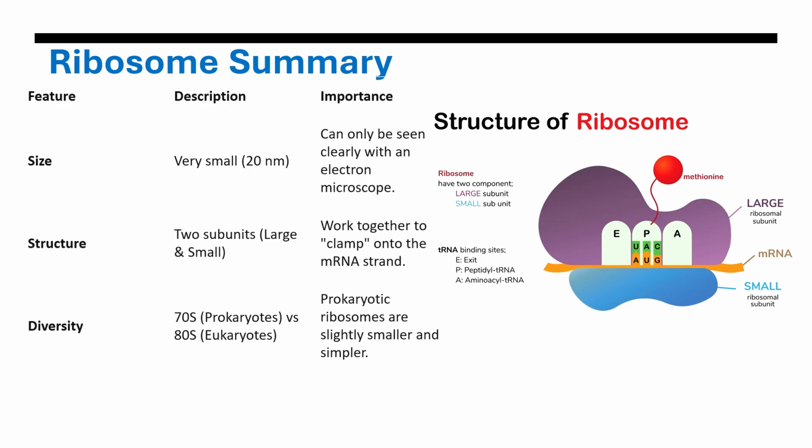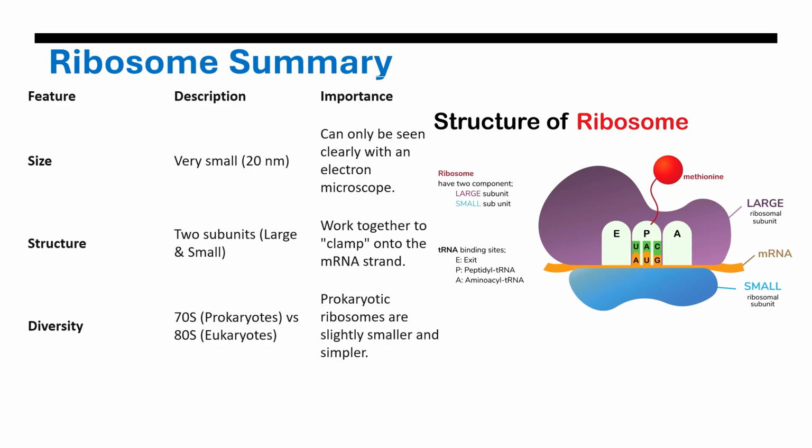Because they are so tiny, they are invisible under a standard light microscope. You need the incredible power of an electron microscope to actually see these dots scattered throughout the cell. Next is the structure. A ribosome is not one solid piece. It is made of two parts, a large subunit and a small subunit.